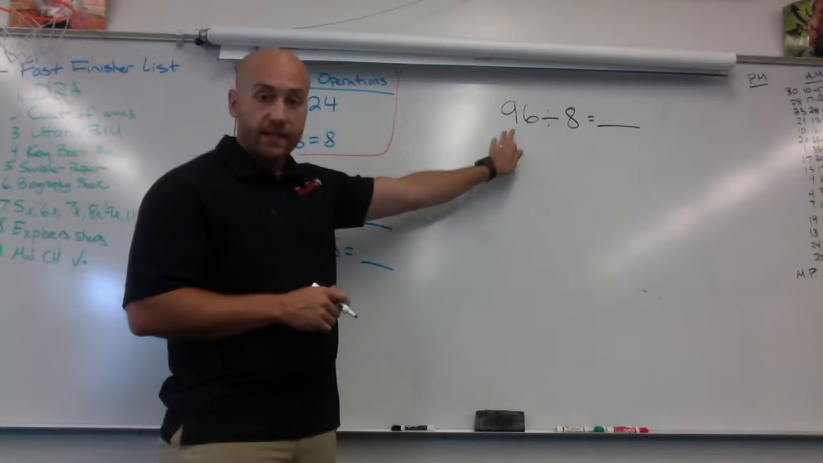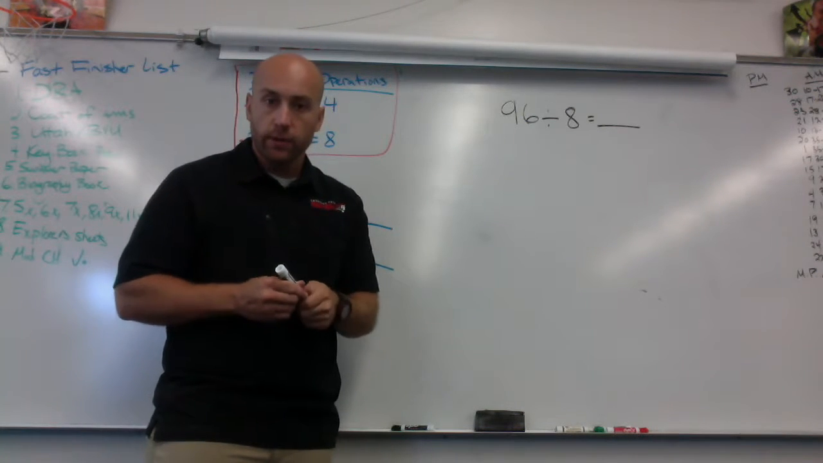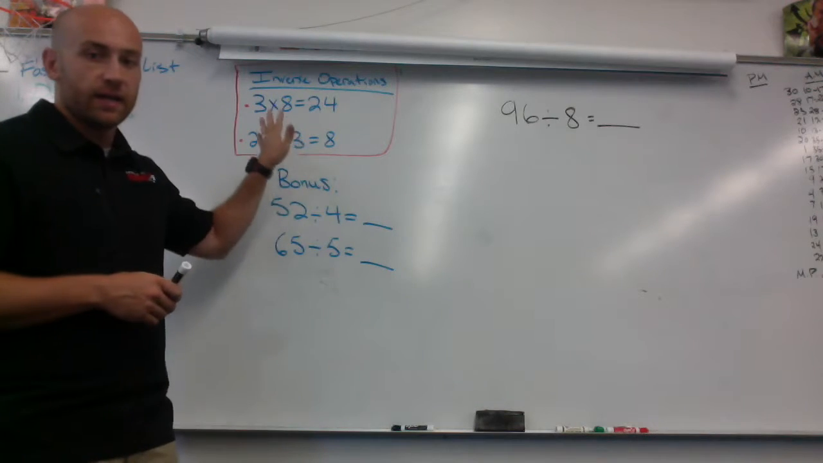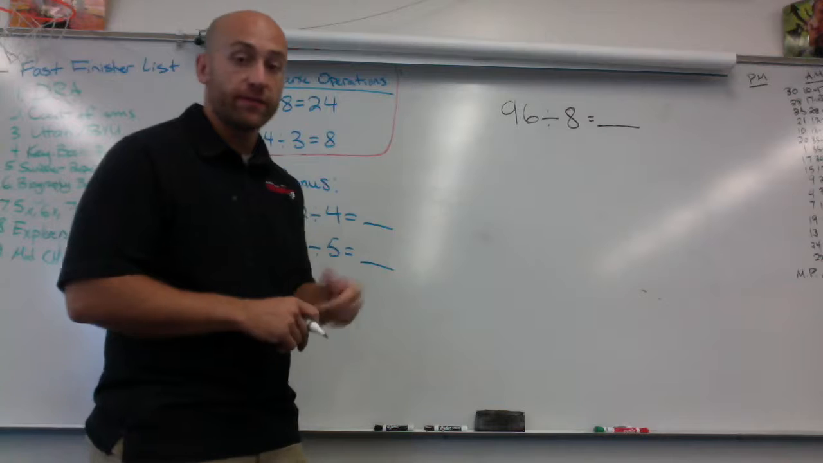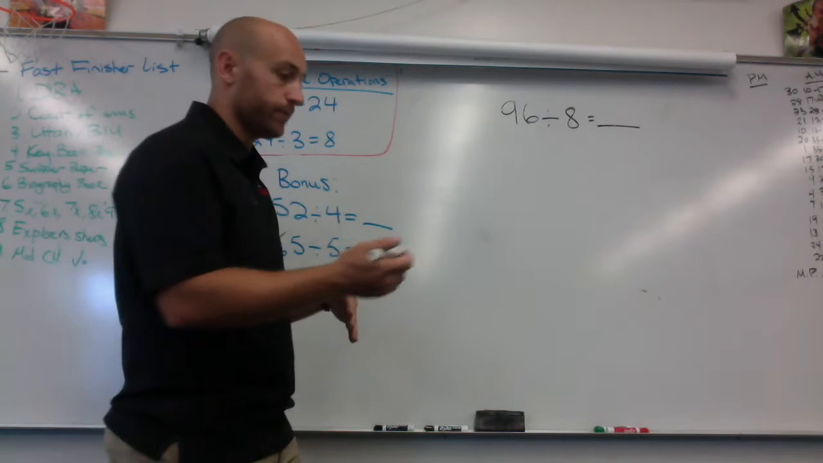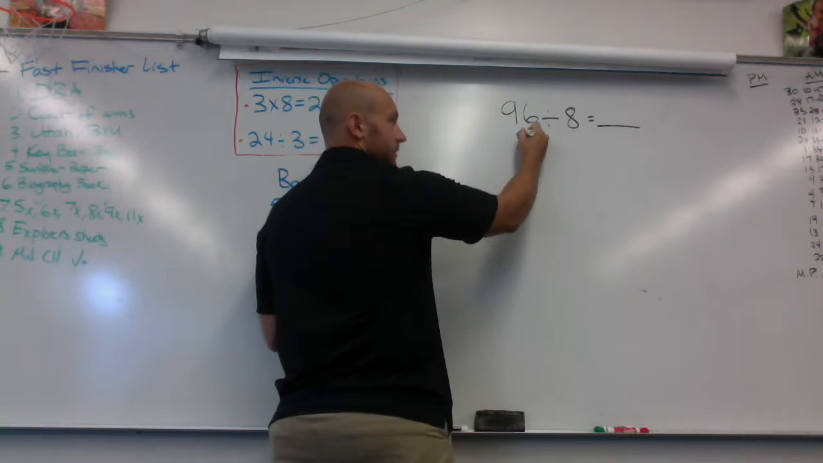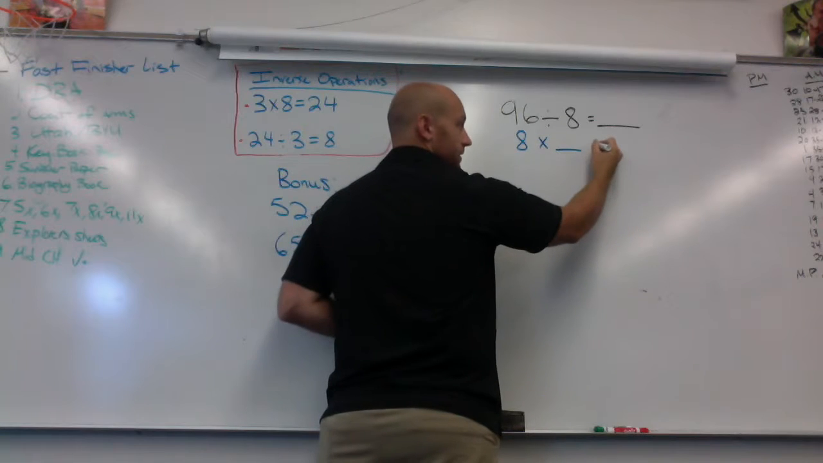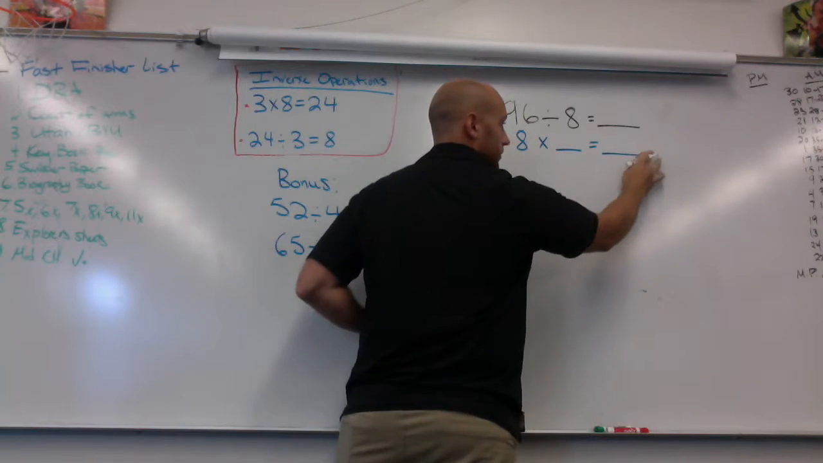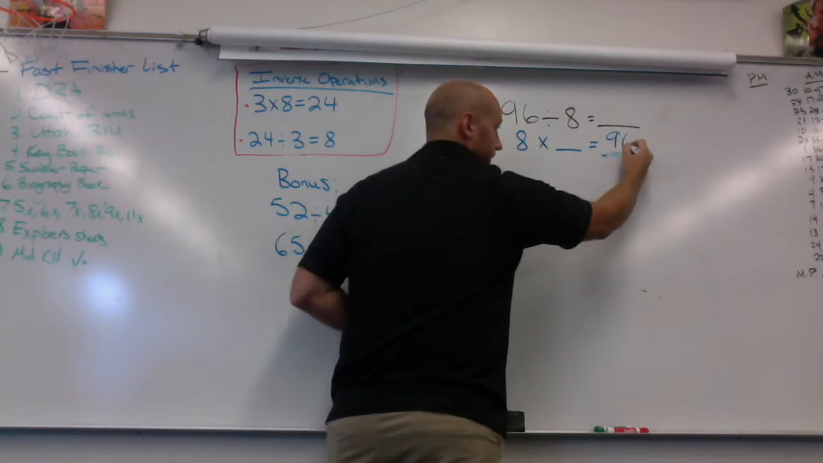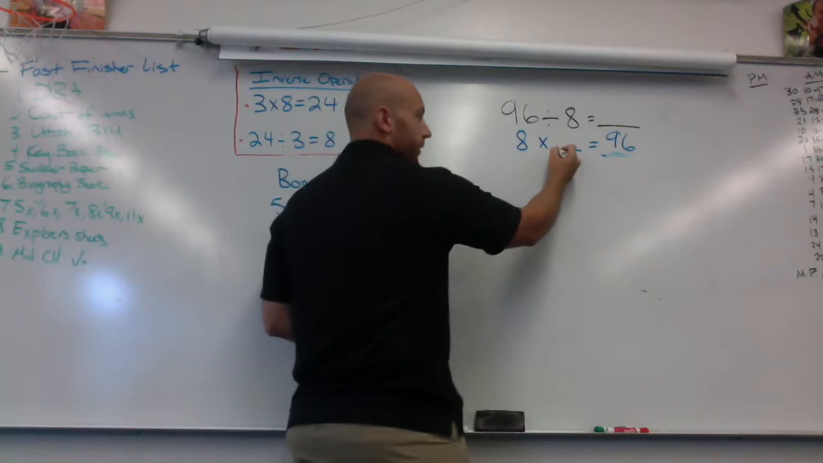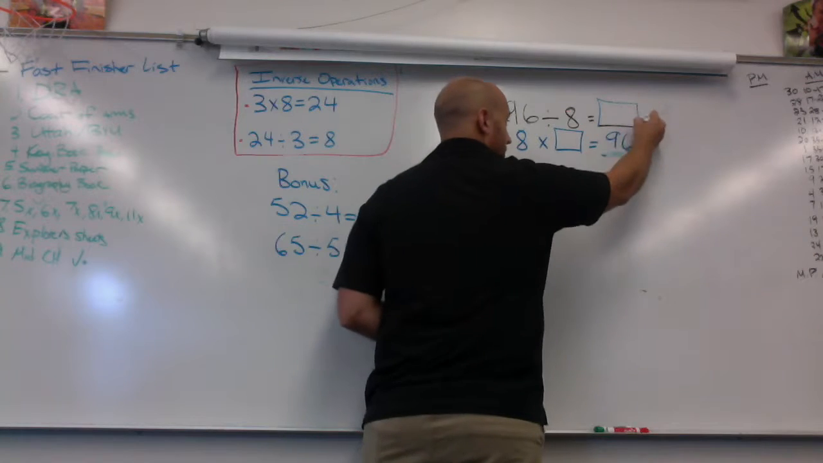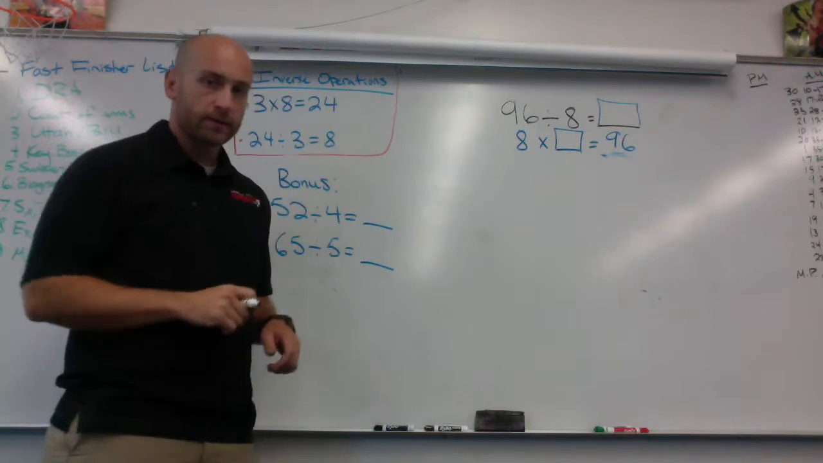So if our problem is 96 divided by 8, the first thing we're going to do is find the inverse operation. Okay? So remember, the inverse operation is just, if it's division, changing it to multiplication. So we're going to change it to 8 times something equals 96. That's our inverse operation. So we're looking for what goes in this box and what goes in this box.